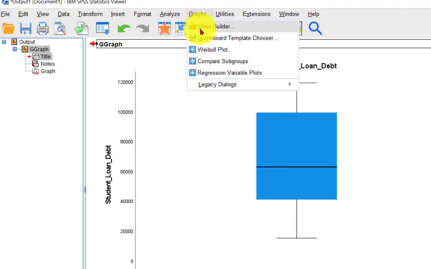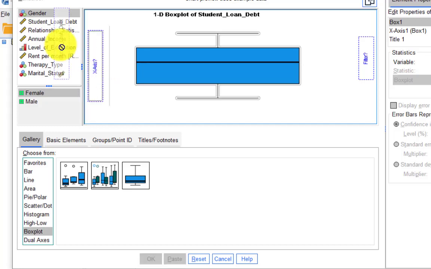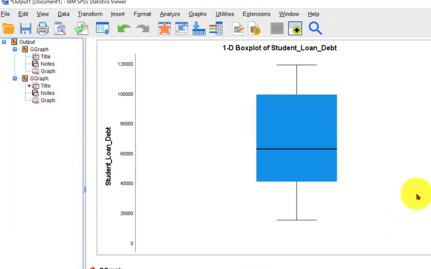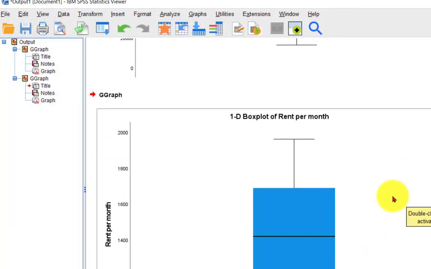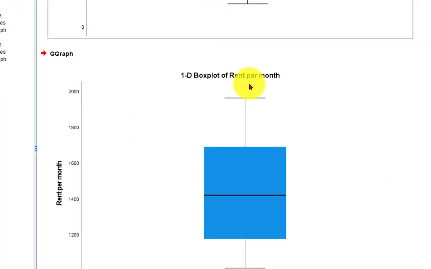Let's go to Graphs again. Chart Builder. And then out with student loans. And let's do rent. Boom. And there's rent. Okay, hold on a second. Which is ridiculous here in San Diego.